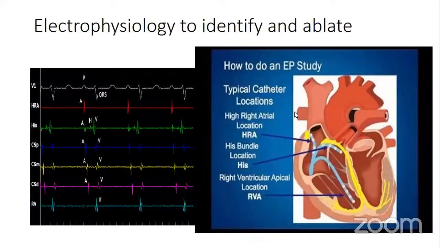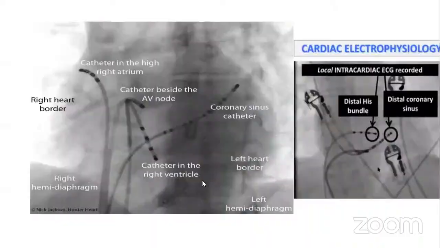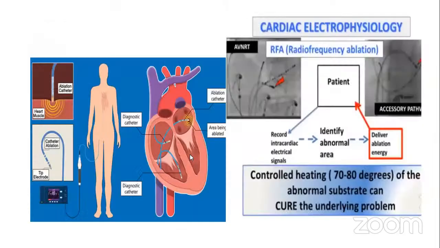How can we diagnose the underlying rhythm abnormality or the underlying pathway, which we cannot diagnose by normal ECG? We can do electrophysiology in the EP lab to identify and ablate this extra accessory pathway. Catheter locations are high RA, around the His bundle, around the coronary sinus, 3-4 catheters we use around the coronary sinus, and an RV apical catheter. We can see the multiple decapolar catheters. And we ablate by controlled heating around 70 to 80 degrees centigrade, and it is ablated by radiofrequency ablation.